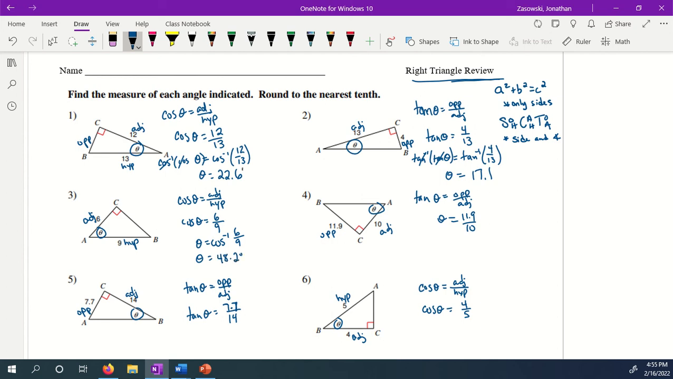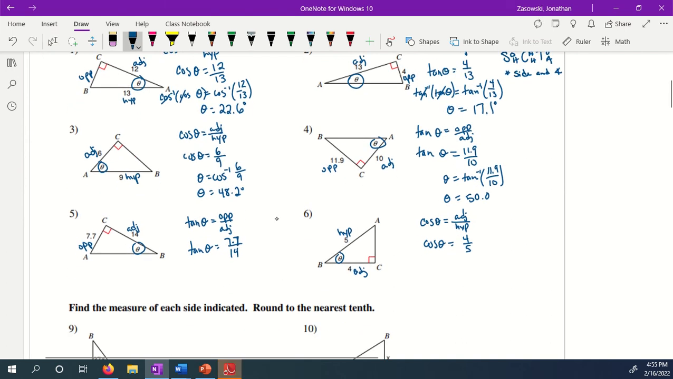And these are all degrees because they're angle measures. Same thing here: tangent of theta, because it's opposite over adjacent, is 11.9 over 10. So theta equals the tangent inverse of 11.9 over 10. Now, not multiplied, but you're actually evaluating this function at that x value. This is equal to 49.95, about 50.0. Then the next one is opposite over adjacent again.